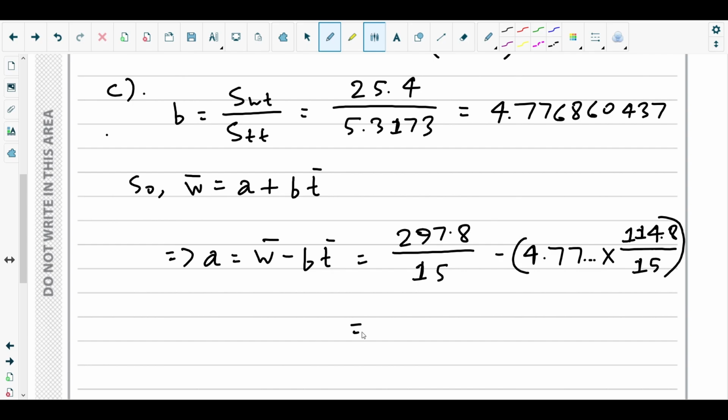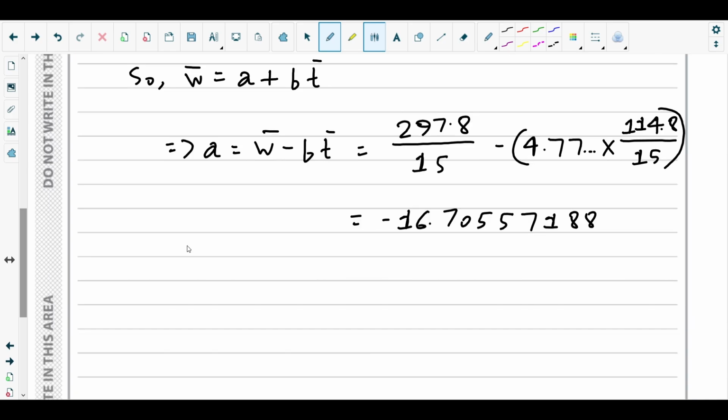Let's calculate it first. 4.7768 something times 114.8 over 15. We need to subtract it from 297.8 over 15. So you will get negative 16.70557188. This is the value for A.